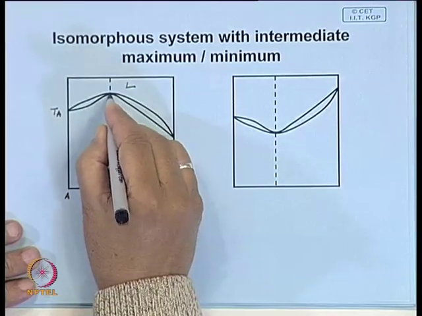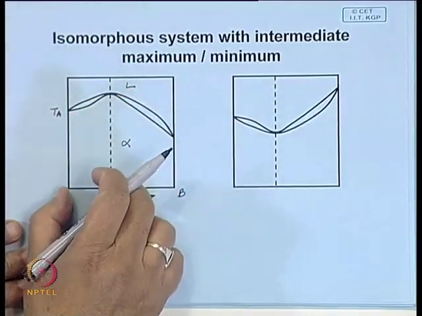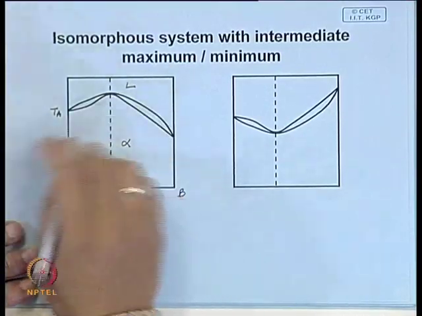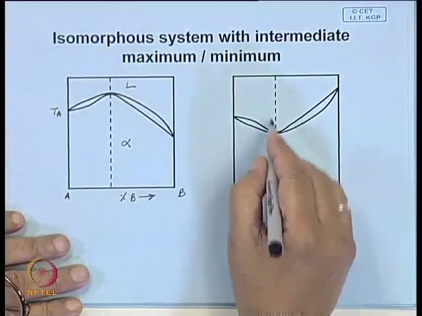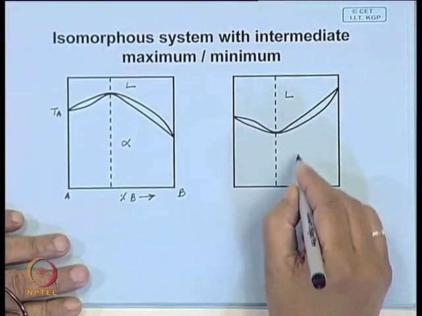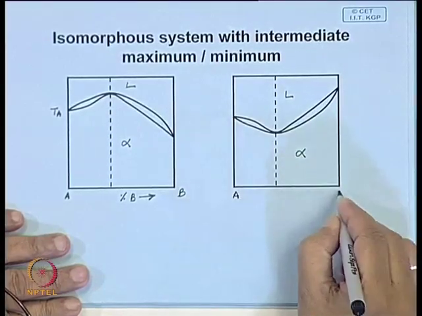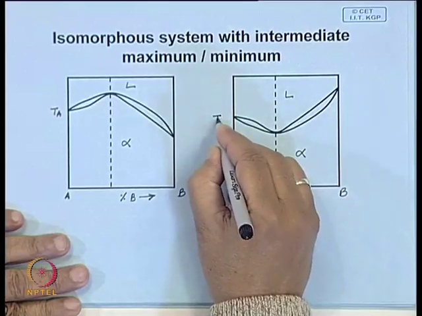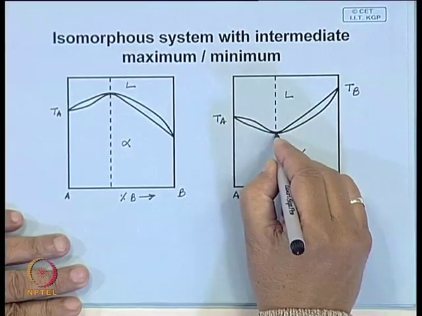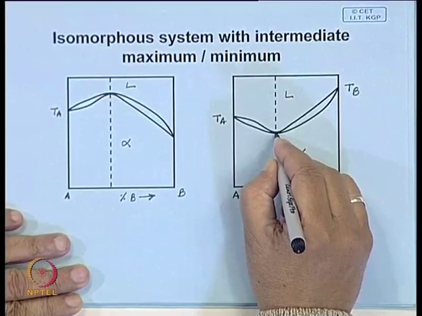Now, here you have a maxima, but that means you can look at it as if it is two isomorphous systems, one this side, another this side. You can also have a case something like this, exactly similar. Here you have liquid, here you have alpha, and here this is pure A, this is pure B, this is the melting point of A, melting point of B, and in between you have an alloy which melts in exactly the same way as that of a pure metal.